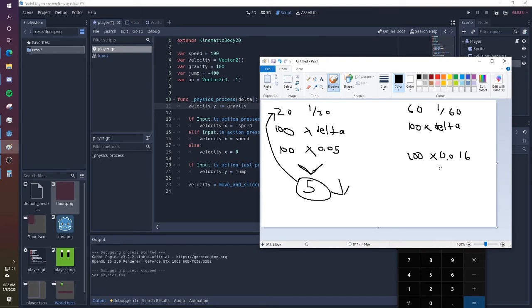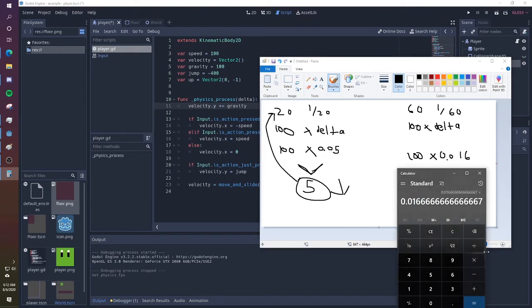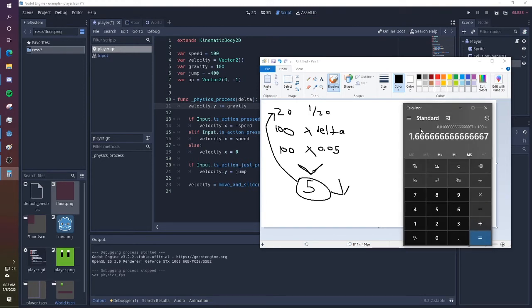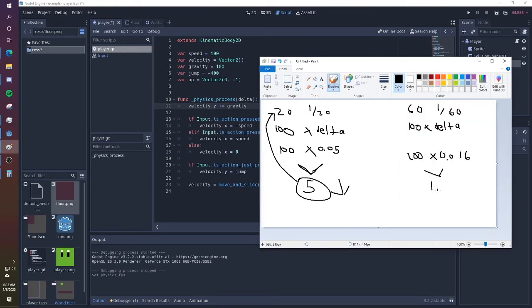So this, 100 times delta, which is 0.016, ends up equaling 1.6. That means a downwards velocity of 1.6 is going to be applied 60 times every second, because it's running 60 frames.